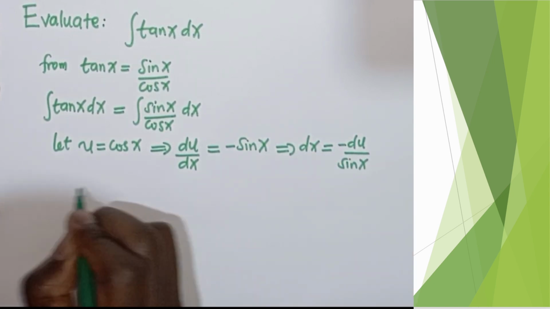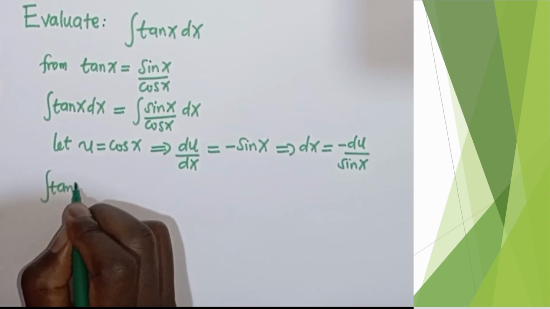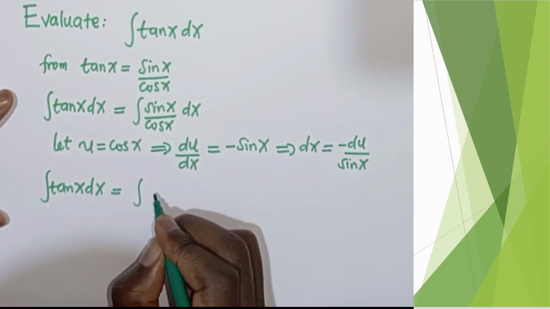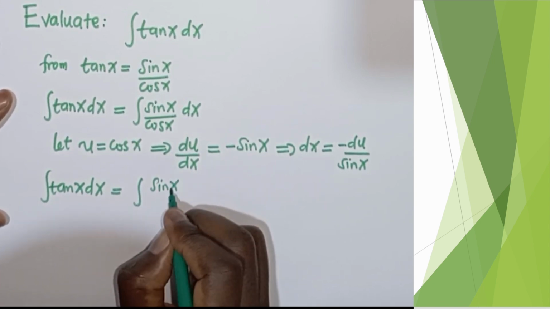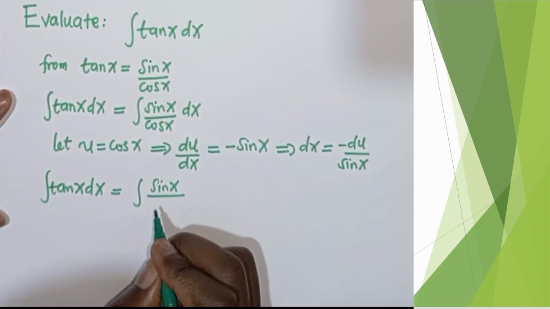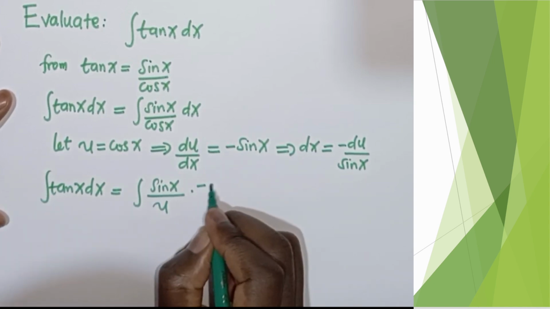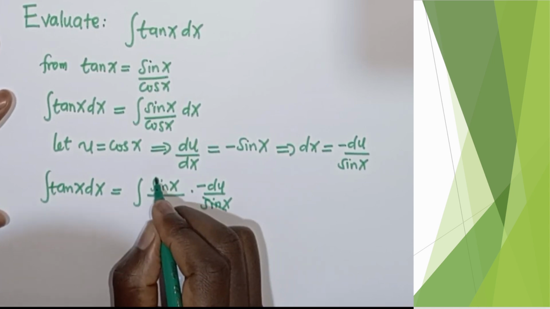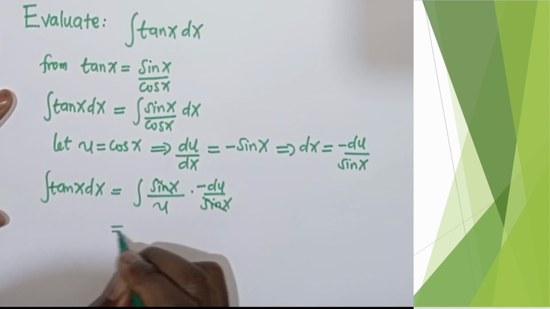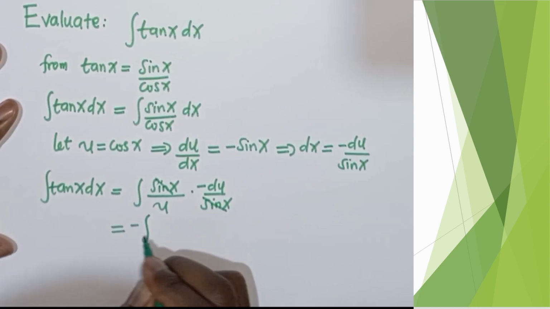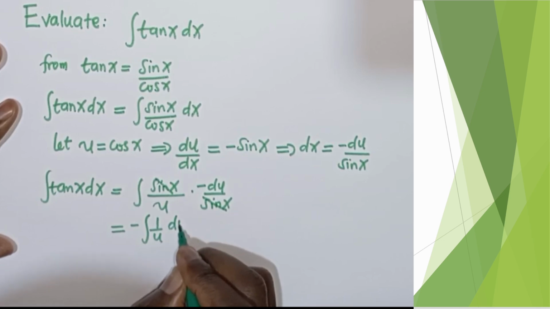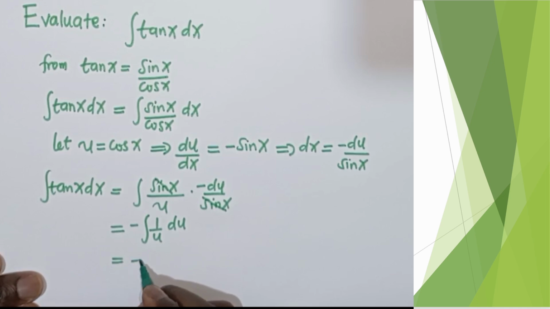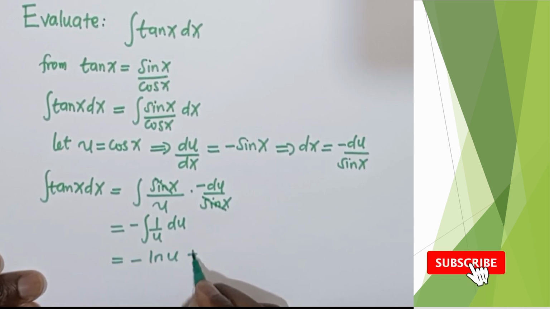Therefore, when we substitute it back, our integral of tan x is equal to the integral of sin x out of u, which is the cos x, times negative du out of sin x. So we cancel the sin x, and we remain with negative integral of 1 out of u du. Now when you integrate 1 out of u, we get ln u. So we shall have negative ln u plus c.